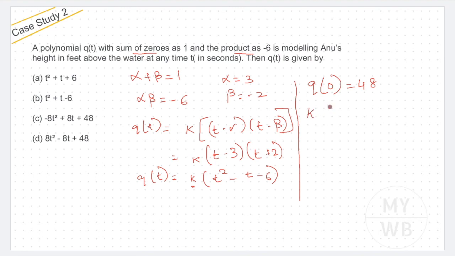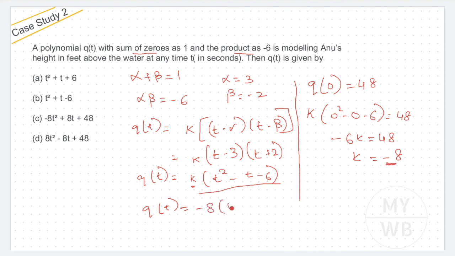So let's substitute t as 0 in this expression and find the value of k. K into 0 square minus 0 minus 6 will be 48, minus 6k is 48, so k is equal to minus 8. So q of t is minus 8 into t square minus t minus 6, which is minus 8t square plus 8t plus 48. So it is option C.